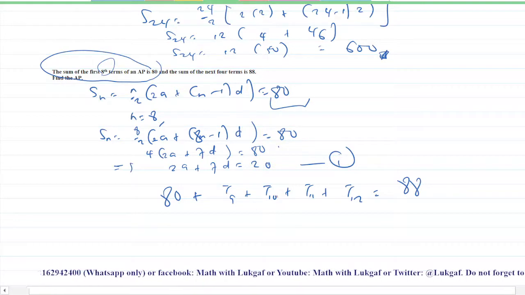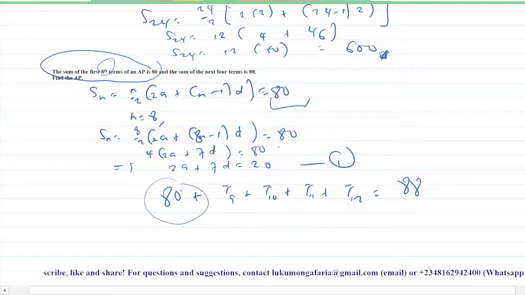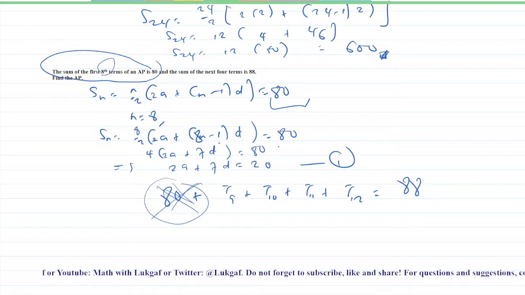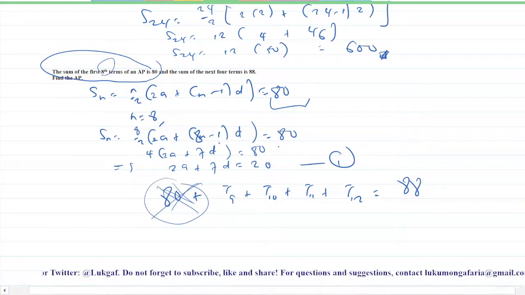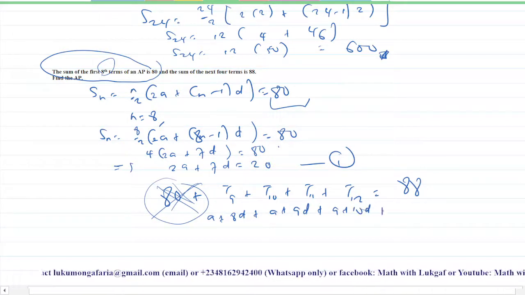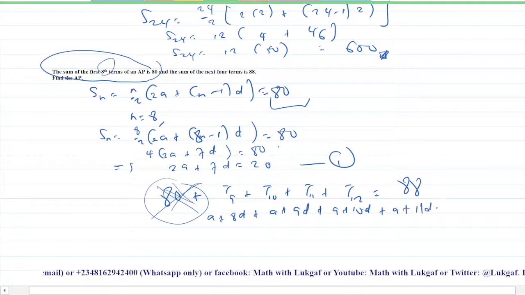So that is the sum of the next 4 terms. If that is clear, you don't need to stress yourself. One of the things you can do is, don't add this to the first sum, because the question says the sum of the next four terms. The first eight terms means the sum ends at the eighth term. Then we want the ninth term, 10th term, 11th and 12th. Then this can be a plus 8d plus a plus 9d plus a plus 10d plus a plus 11d is equal to 88.